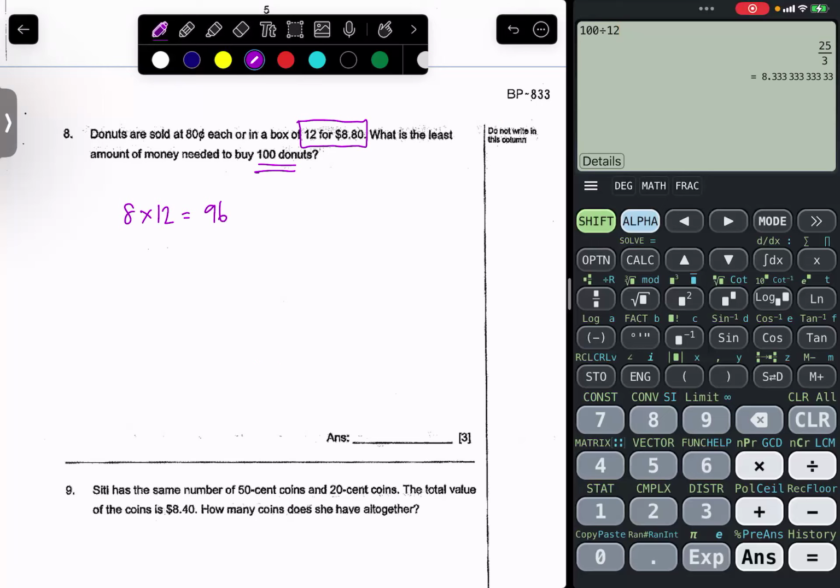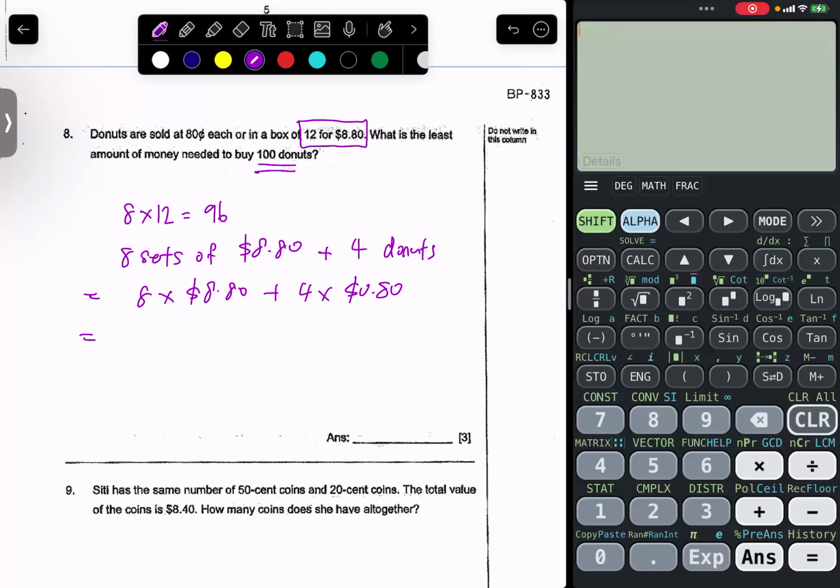So meaning to say we'll get 8 sets of $8.80 plus 4 more donuts will get me the 100 donuts that I need. So that will be 8 times $8.80 plus 4 times 80 cents. So that will be $73.60.